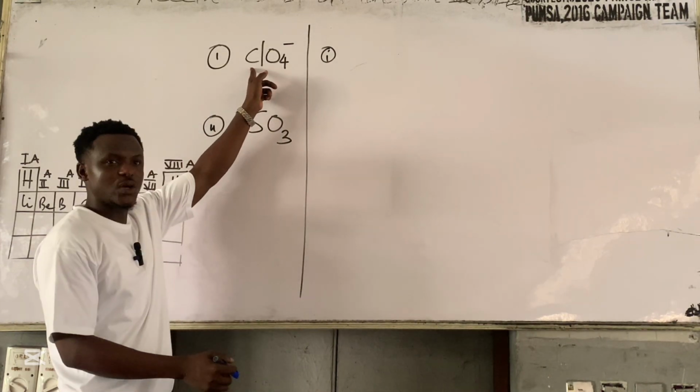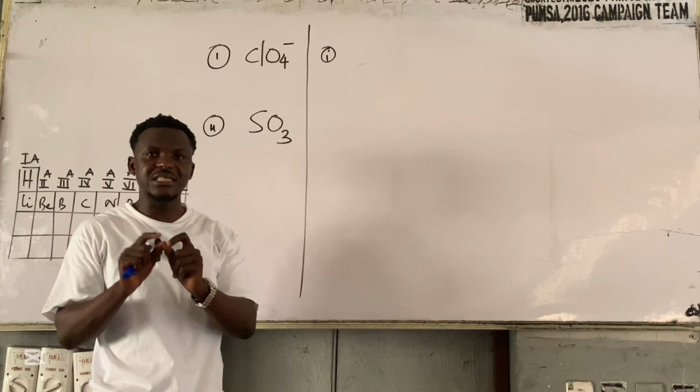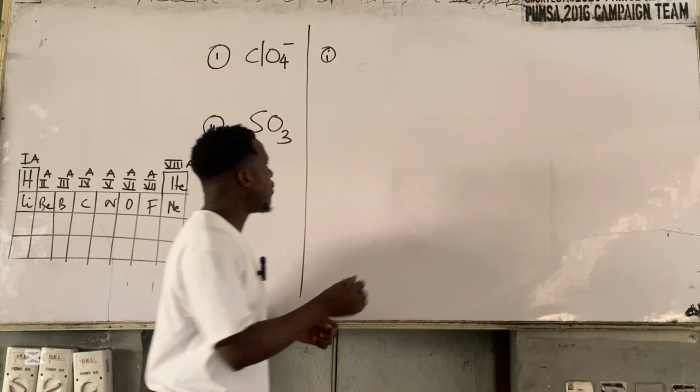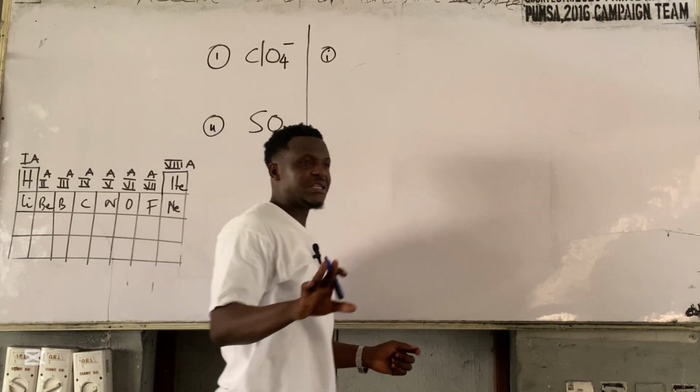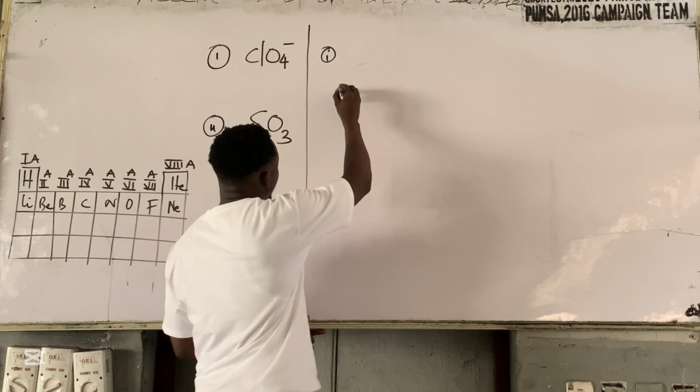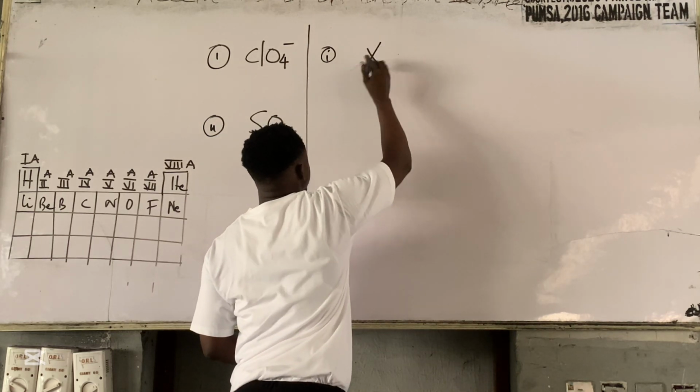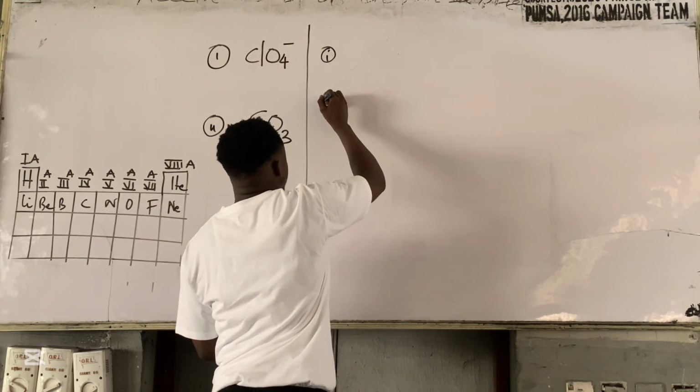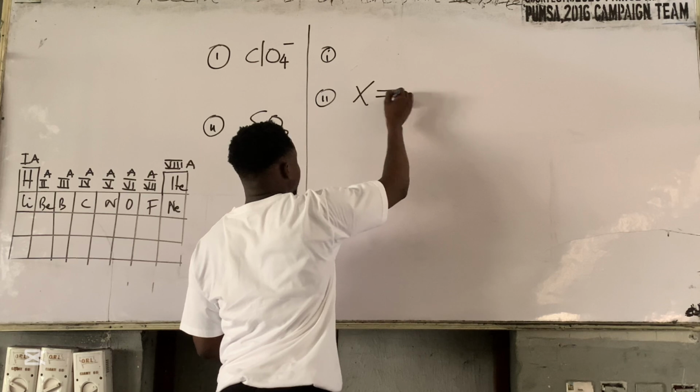So this becomes a central atom. Chlorine is less electronegative than oxygen. So I'll come here. I'll ignore that one first. That one is not a problem. Now, I want to solve for my x. Step number 2 means calculate for x.